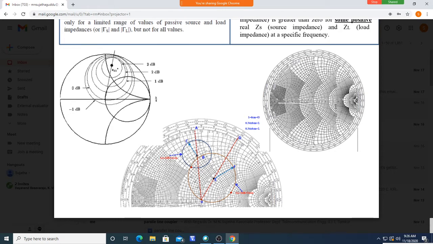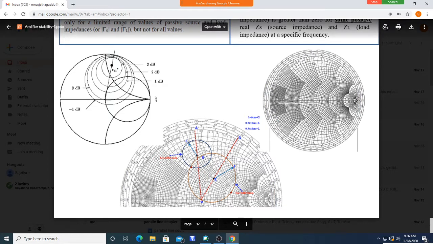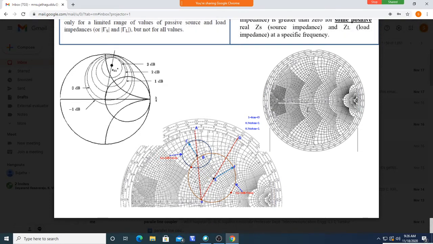Once K is greater than 1 and delta less than 1, we came to know it is an unconditionally stable system. You can use any value over this, that gives a stable operation. Γin and Γout are always less than 1. Okay, it is a stable operation.